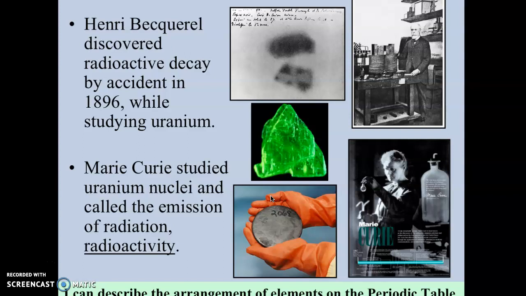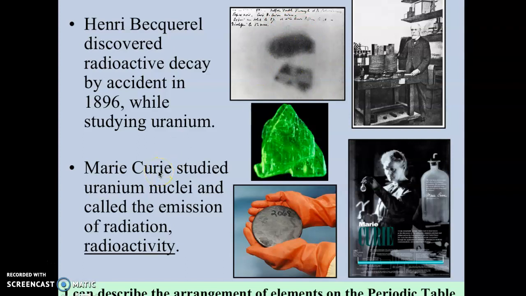Henri Becquerel is the scientist who discovered radioactive decay, and he studied uranium. He had placed a piece of uranium on top of some photographic paper, and when he came back into the lab the next day, he realized that the photographic paper had been developed and left an imprint, so he knew that there had been some kind of emission of energy.